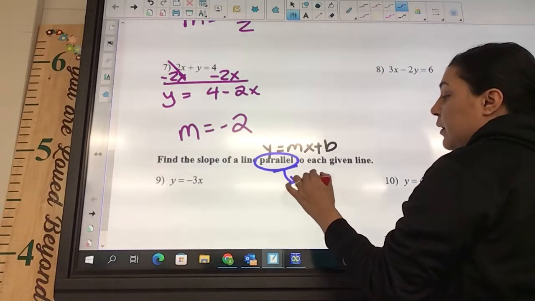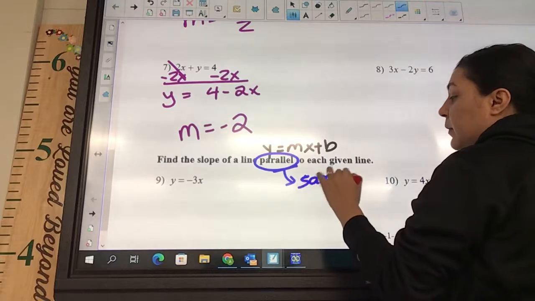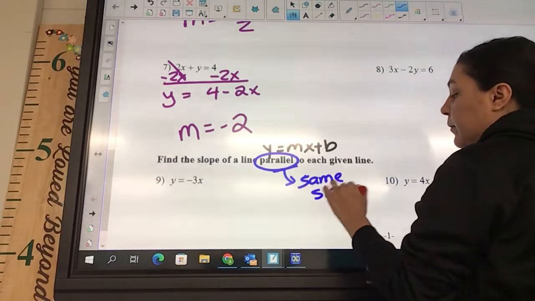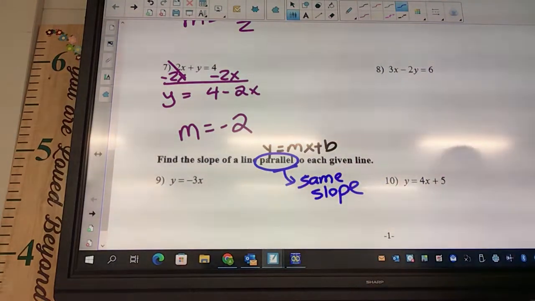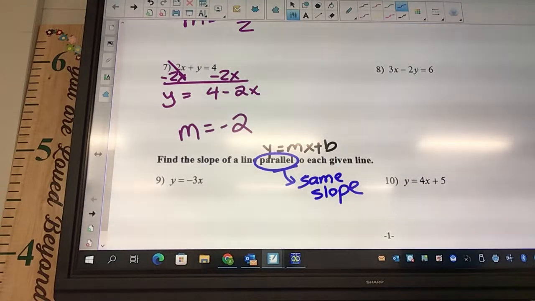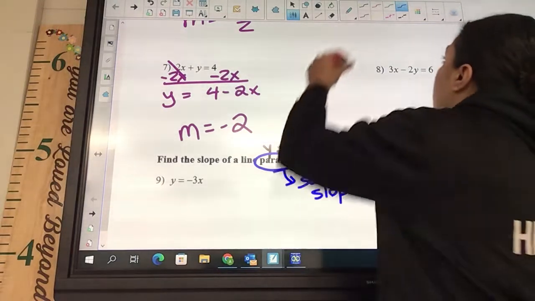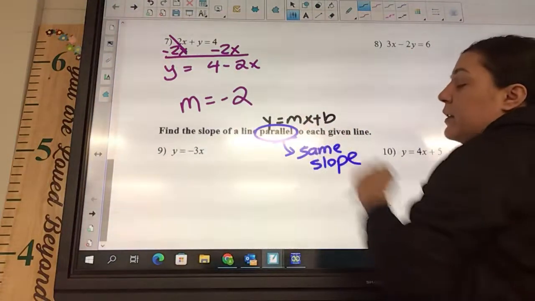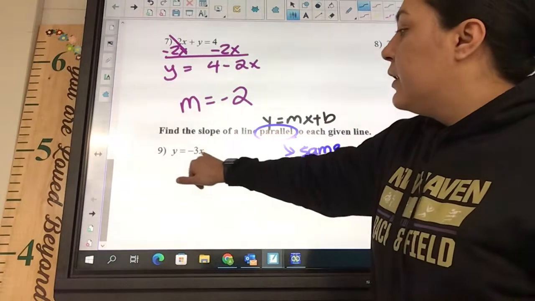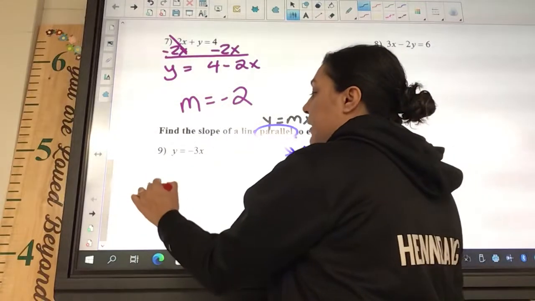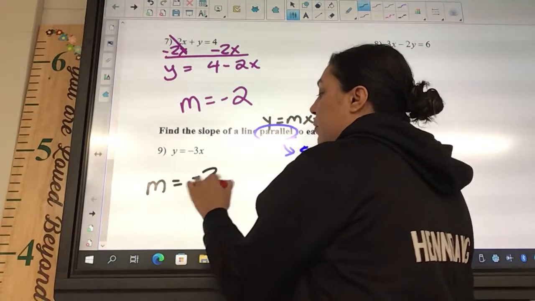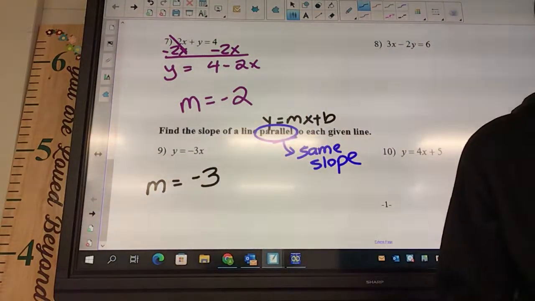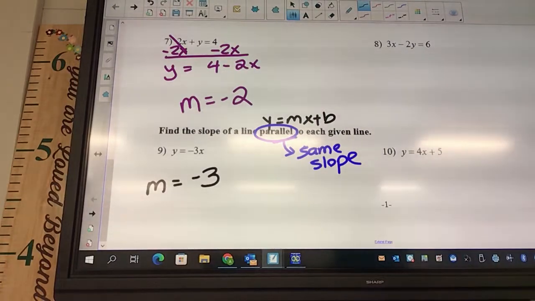So you keep the same slope. Okay, so all parallel lines, you keep the same slope. So when we're looking at 9, my slope is whatever's attached to my x. And you can see that -3 is attached to the x, and parallel, we keep it the same. So my slope is -3. It is not -3x, okay?